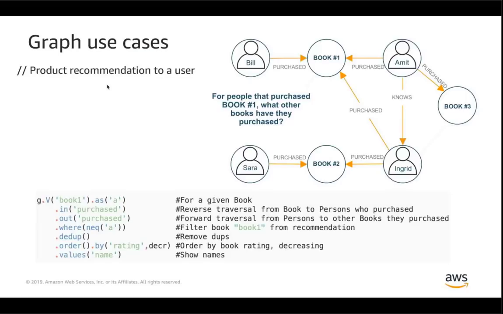Right? And with the graph model, it provides a really intuitive way to be able to query these relationships. And we'll look at this particular use case in the demo. But essentially, if we say, hey, for a given book, I want to know who else has purchased this book, and then what are the books that they've purchased, and then rank those books for me in descending order by how good they are based on the rating, right? So here, this is what the query would look like, right?